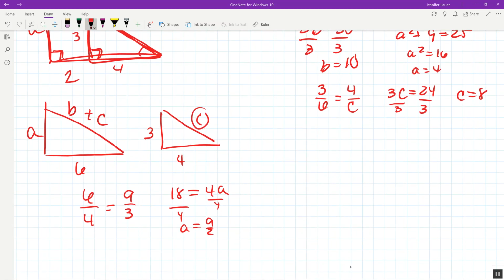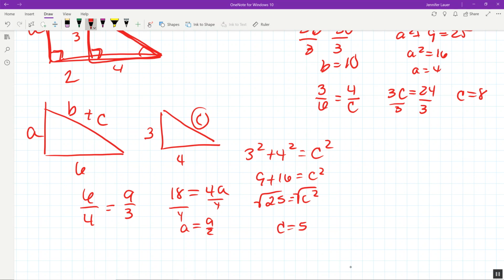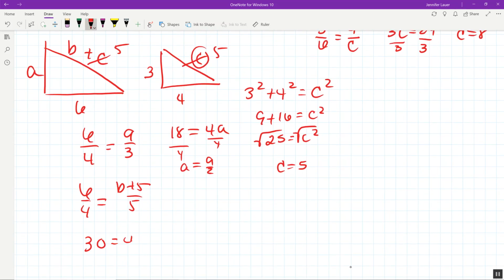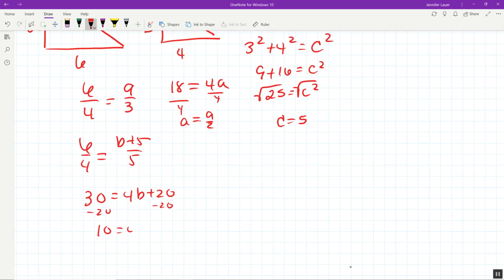We can go ahead and get C by using the Pythagorean theorem here. Taking the square root of both of those, just like that. And then we can do a proportion to get B. We can say, well, 6 is to 4 as B plus 5 is to 5. Cross multiply. Subtract 20 from both sides. Dividing both sides by 4. B is equal to 5 halves.